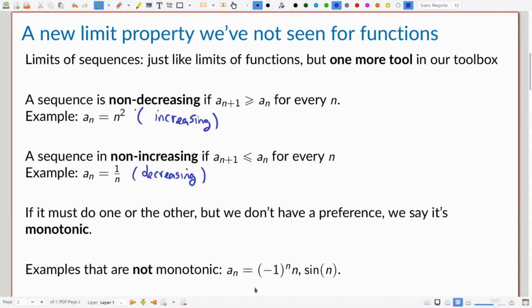Here I have these two examples that are not monotonic. The reason for both of them is that they jump around too much. Like this a_n is (-1)^n times n. That thing is going to alternate in sign, so it's going to go up and down and up and down like a zigzag pattern. Sin n is going to be more complicated, but it's also going to wobble around and not go always up or always down. So we're only interested in sequences that go always up or always down.